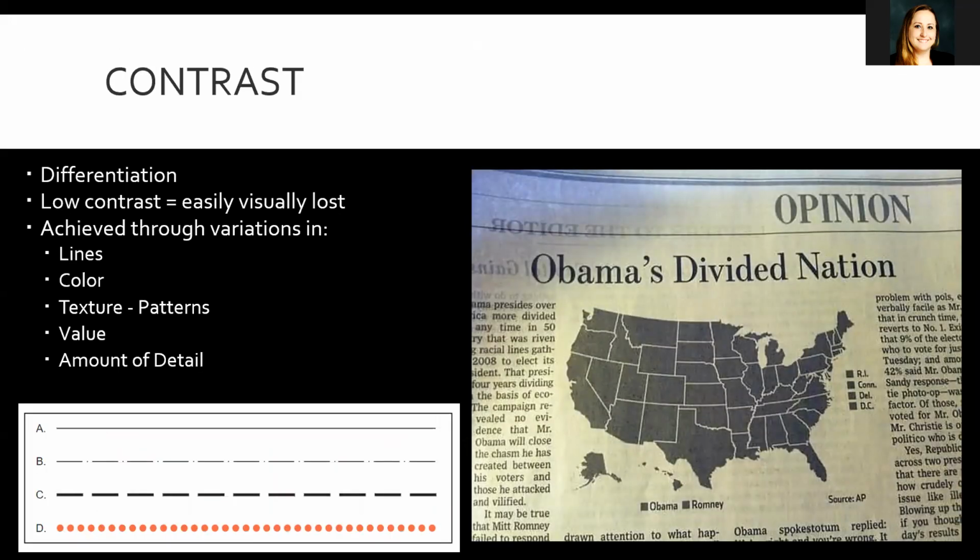Okay, contrasted maps allow the audience to perceive differences in the map, and it can also capture the reader's attention. So you want to make sure that you have contrast in areas of importance. Contrast is achieved through line, texture, value, detail, and color. It is possible to include all four aspects, but it would likely remove some of the map harmony.